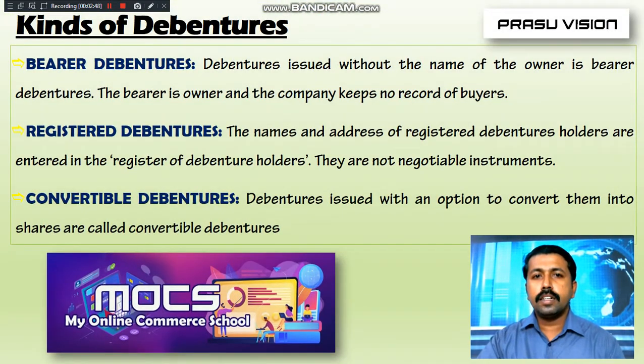Then bearer debenture, a debenture issued without the name of the owner, is bearer debenture. It is freely transferable. Anyone can transfer from one person to another. Then a registered debenture, the name and address of the debenture holder will be registered as per the Companies Act. And convertible debenture can be converted into shares or any other form of debenture. So these are the different types of debentures. Remember the names and the difference between each debenture.